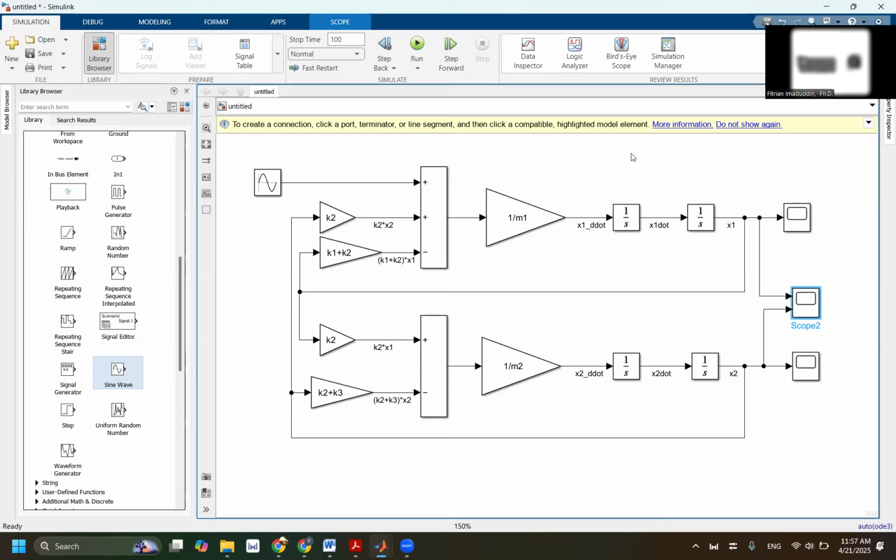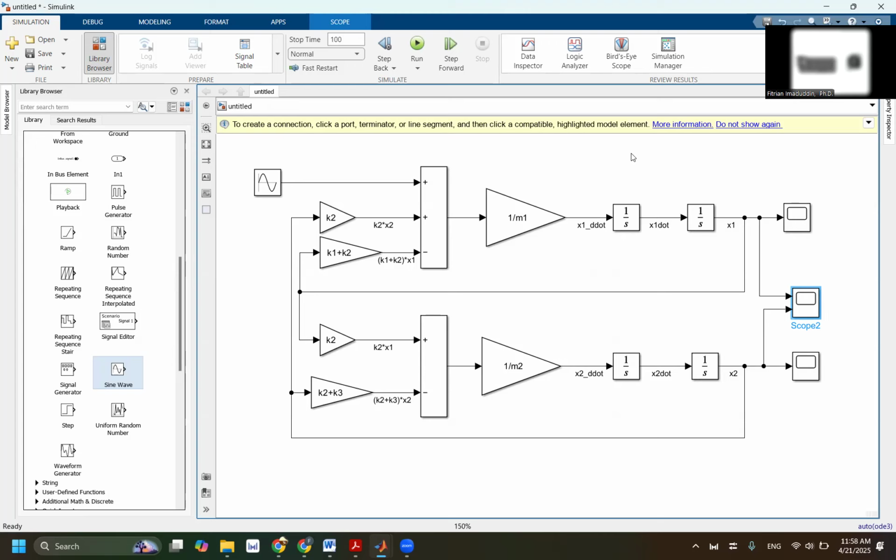M1 X1 double dot, plus K1 plus K2, next one. Which one will change? What will be here? That's plus C X1 dot, minus C X2 dot, equal to. What about the second one? Will it be affected? The second one will be C plus C X2 dot minus C X1 dot, equals.